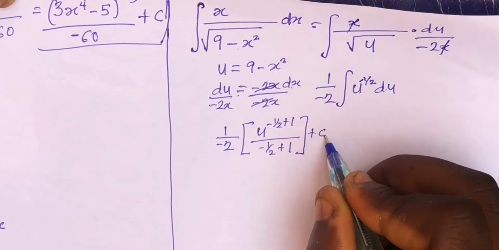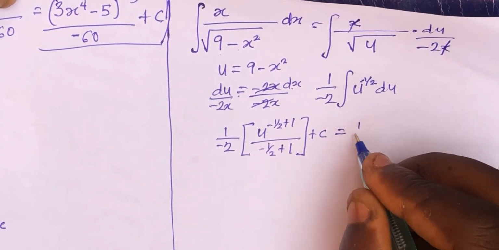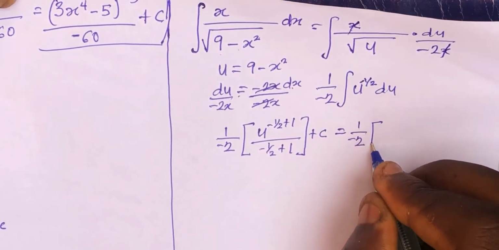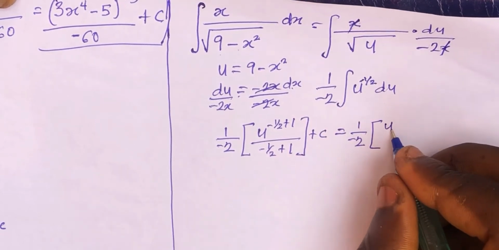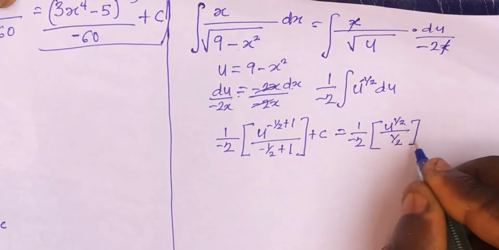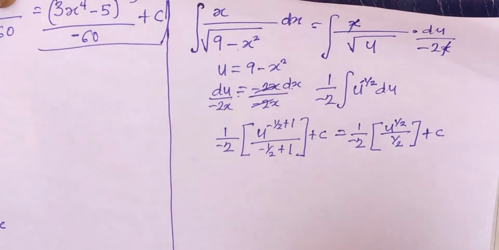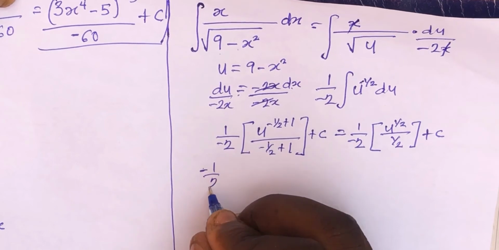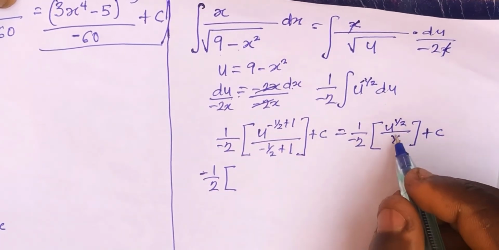So we are having our constant here. Which is also the same thing as 1 over minus 2. Simplifying this, so we have u raised to the power half over half plus c, right? So let's simplify it again. We are having minus 1 over 2 into brackets. So this 2 comes off here.